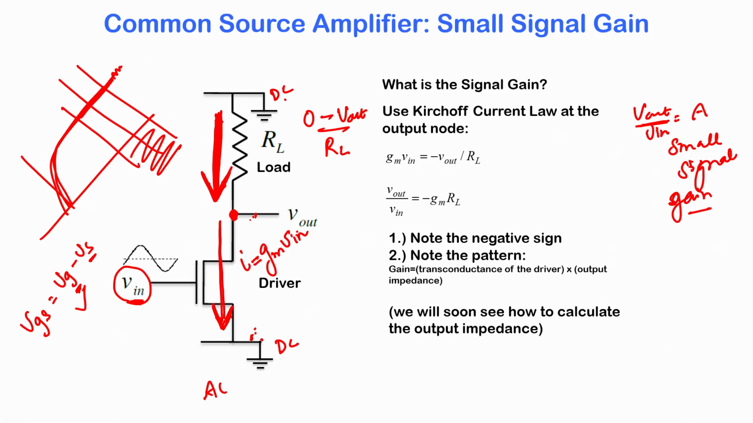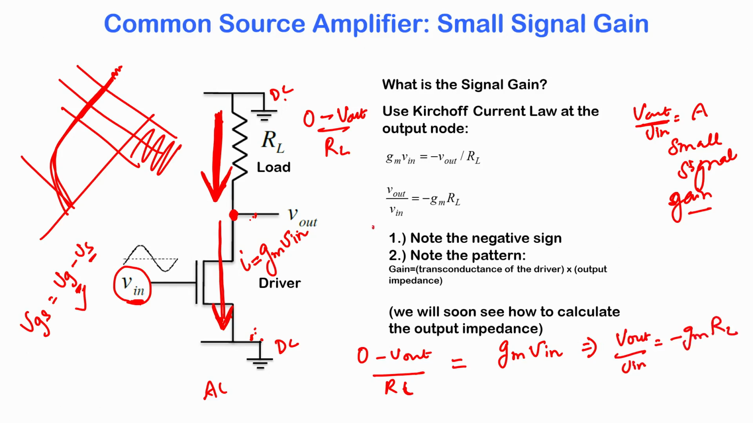Therefore, we just write Kirchhoff's law. We say that 0 minus V out by RL is the current through the resistor, and that is equal to Gm times V in, which is the current through the MOSFET. Therefore, what is V out by V in? V out by V in is minus Gm times RL. So that is the gain of the circuit.